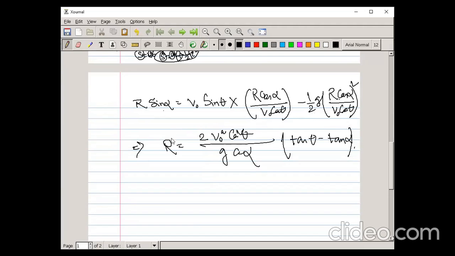Now we have to rearrange this one. Just take r sin alpha equal to this portion, and if we divide this by sin alpha, we will get v0 sin theta into r cos alpha by v0 cos theta. Let's write it again so that you can understand.